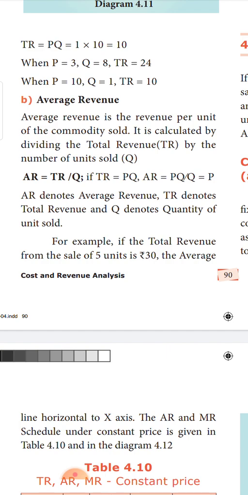How will you get AR is equal to P? Always we know that TR is nothing but P into Q. Average revenue, how will we arrive at average revenue? TR divided by Q. Instead of TR, you write P into Q. AR is equal to P into Q divided by Q. Q gets cancelled. So what is remaining? Price is only remaining. So average revenue is nothing but price of the commodity.